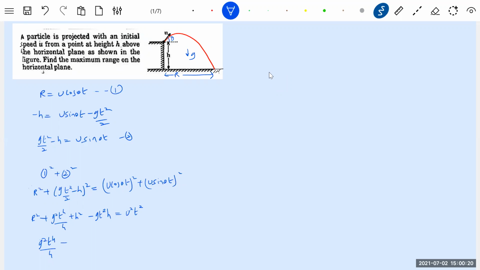T square terms I'll rearrange on one side. Square, minus of u square plus gh, t square, then r square plus h square. So much of mass. Yeah, okay, I think somehow we have some sort of equation here. Again, this is some sort of quadratic for range to be maximum.